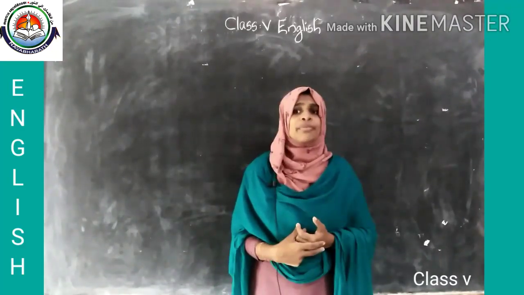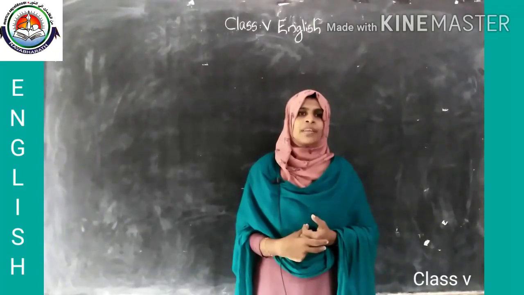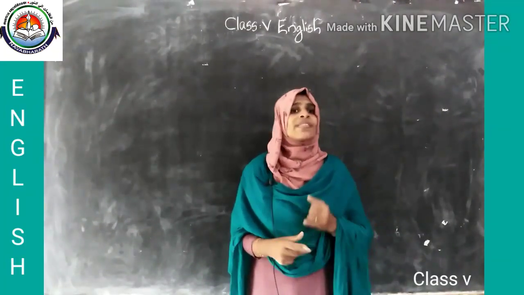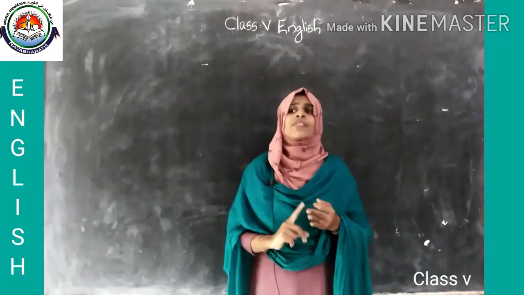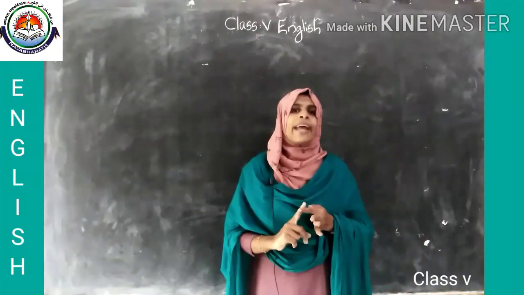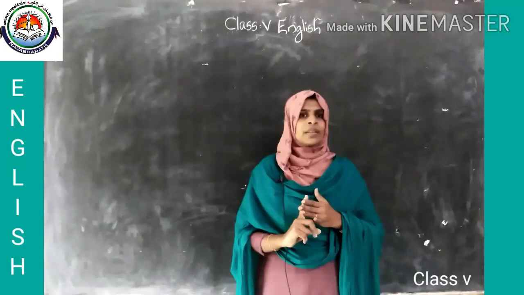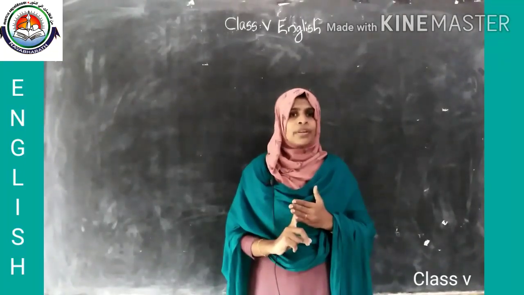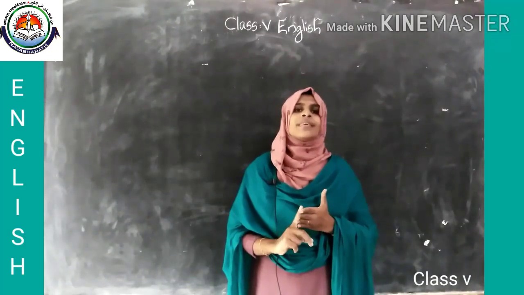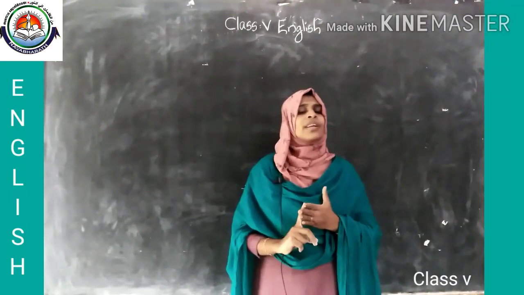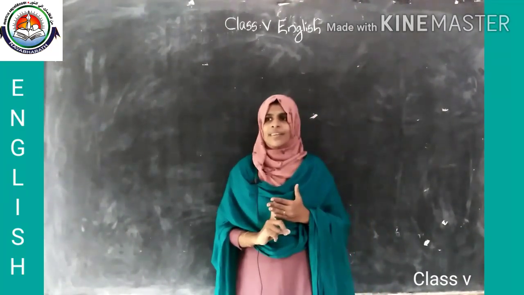Then tell me, what are the features of a journal entry? The journal entry includes our thoughts, feelings and opinions based on what? Based on our experiences. Each paragraph should be clearly organized with a topic sentence and supporting evidence, isn't it?